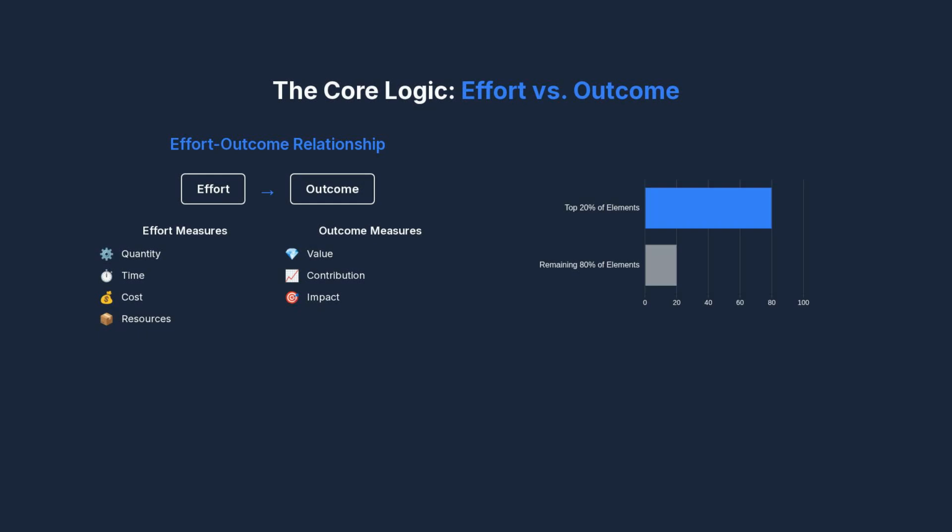Effort can be measured as quantity, time, cost, or resources. Outcome is typically measured as value, contribution, or impact. This logic is closely linked to the Pareto principle, which states that a small share of elements often generates a large share of results. ABC analysis applies this principle to make value concentration visible and actionable.